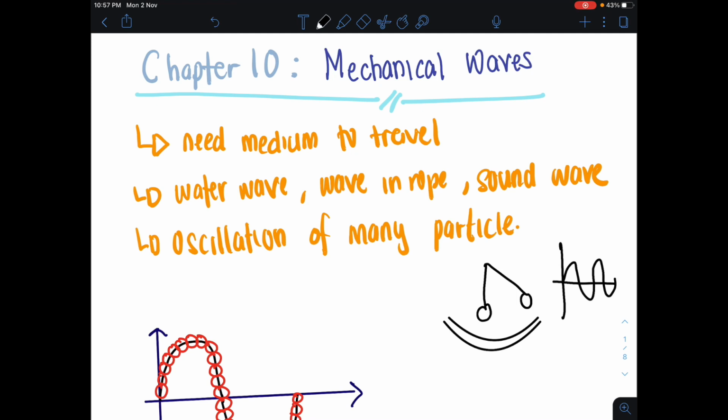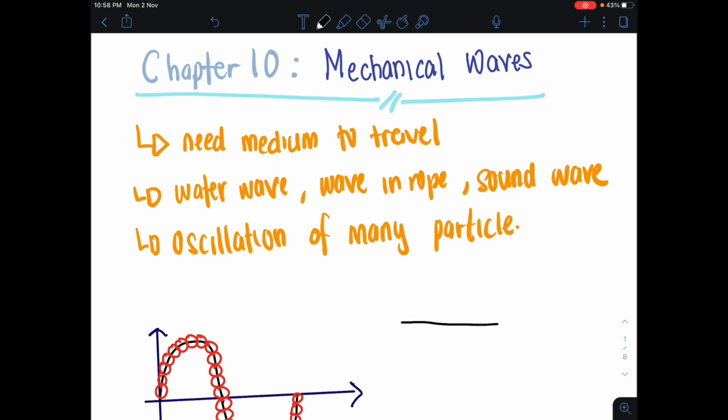Cuma, apa dekat sini adalah, you have one particle, iaitu your pendulum is the only particle that is moving and making that oscillation. So, wave yang kita dapat dekat sini adalah due to that one particle, which is your pendulum. However, bila kita tengok chapter 10 ini, mechanical wave, tak kira lah water wave ke, wave in a rope ke, ataupun sound wave itself, the oscillation that produce the wave dekat sini adalah due to many particles. Maksudnya kita ada banyak sangat particles, dan semua particles yang wujud dalam medium itu akan menyebabkan the production of the wave.